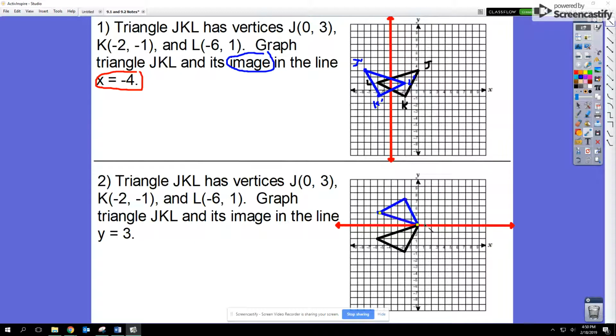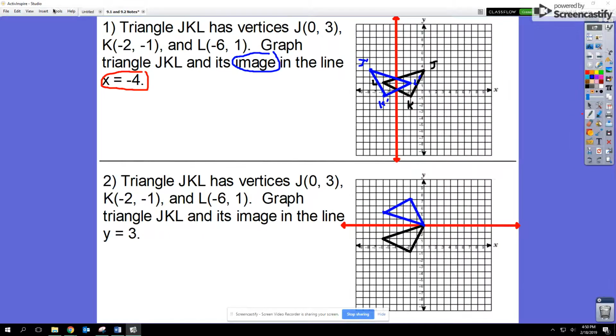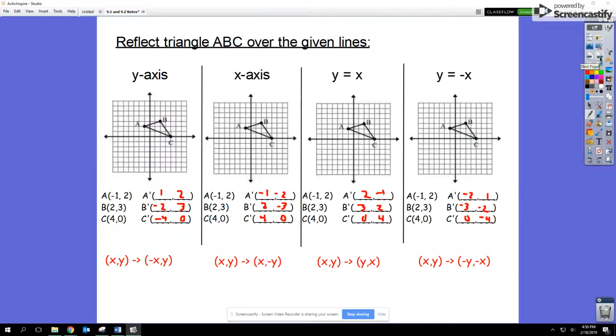And so here is the image of my reflection. Now we're going to do the exact same thing on the next page. You're just going to count spaces and reflect over the y-axis or x-axis in all of these equations. Now notice what I've got for you down here on the bottom.